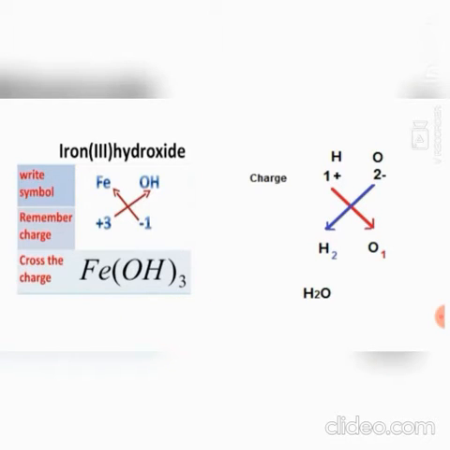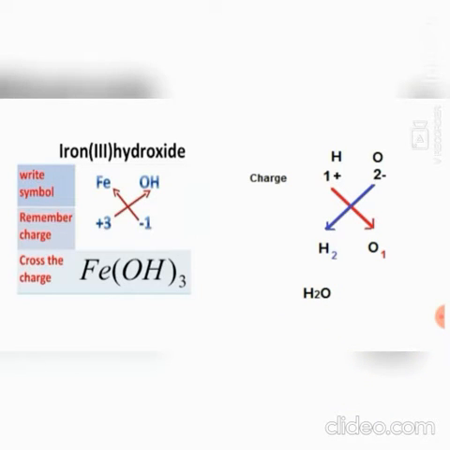Another example is a very familiar compound, that is water. The formula of water is H2O. Now let us see how this H2O is formed. For hydrogen the valency is +1 and for oxygen it is 2 minus. So they both get cross multiplied and this oxygen 2 goes to hydrogen and hydrogen 1 goes to oxygen and it forms H2O.